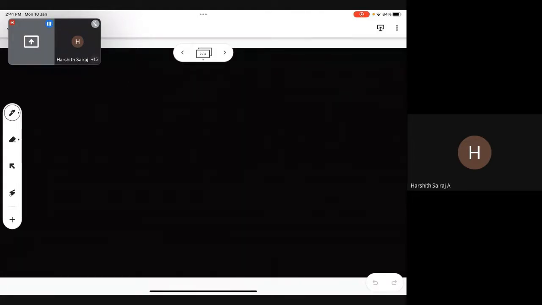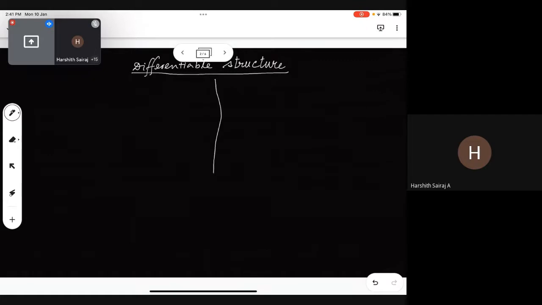so last time we defined atlas, right? So we want to go to differentiable structure as well. So you want to look at differentiable structure. But before going further, maybe like the board, let me divide it in two parts so that it will be easy, because I can't move here and there.